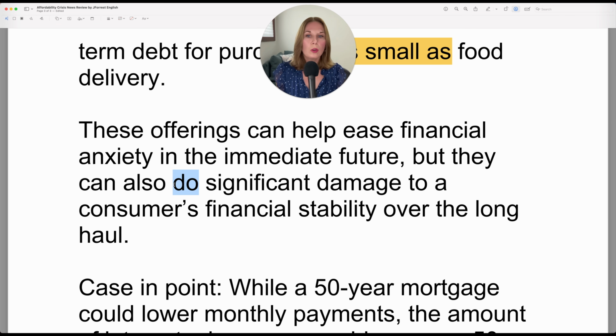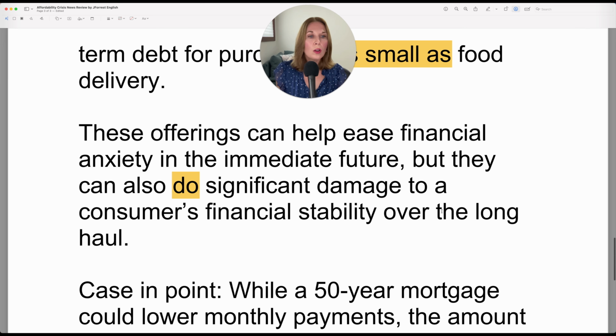So notice the collocation here. Do damage. You just have to memorize what verbs go together. So do significant, this is the intensifier, do significant damage to a consumer's financial stability over the long haul.